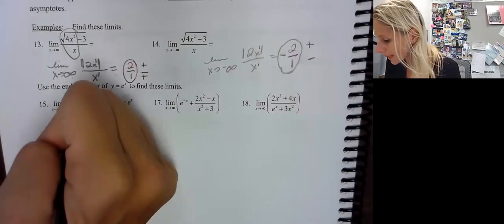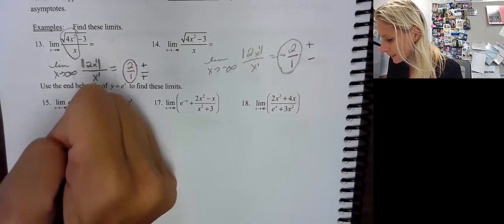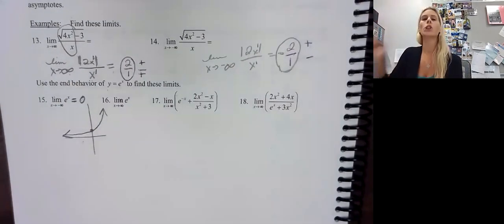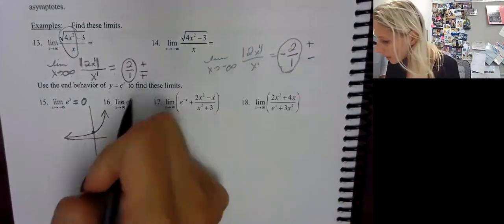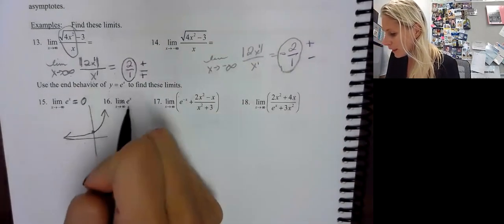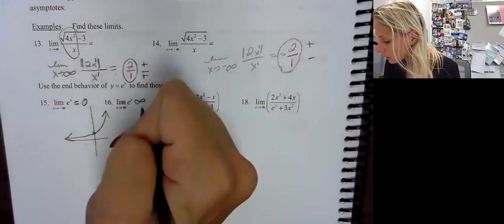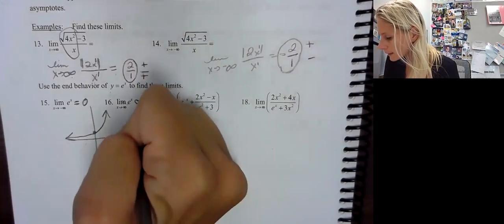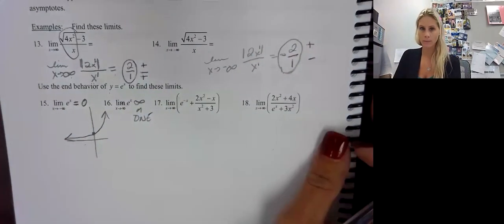The limit as x approaches negative infinity of e to the x is 0. We know this just from the graph. This is a fact. The limit as x approaches infinity of e to the x goes to infinity, but we can also write that it does not exist. We have to be ready for both types of answers.